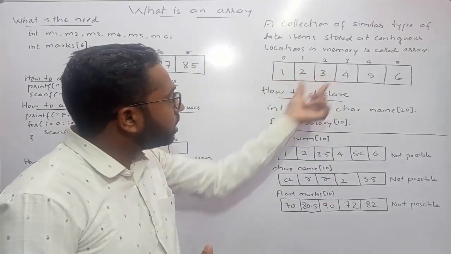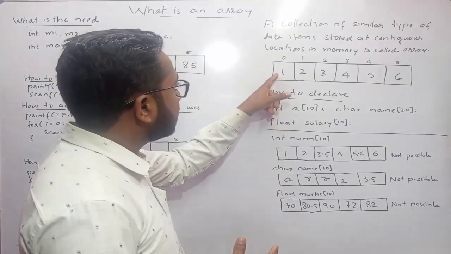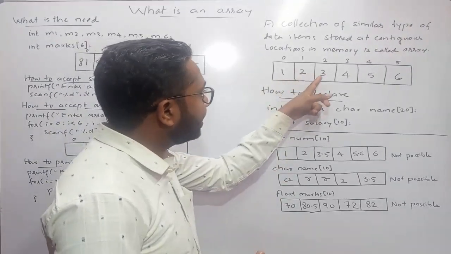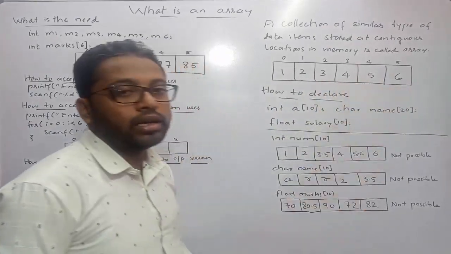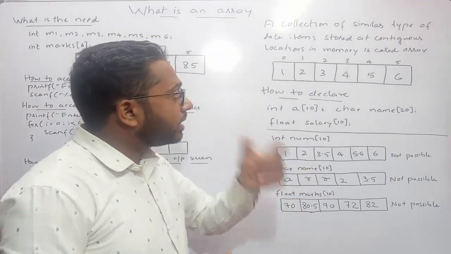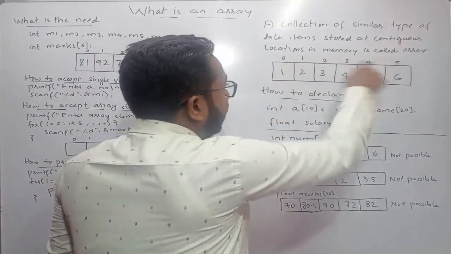Inside these locations we store different items. So in the first location I have stored value 1, in the second location I have stored value 2. Like this, in each and every location of this array I have stored different numbers. Each and every location of this array will be accessed by its own index, and these are the indexes.